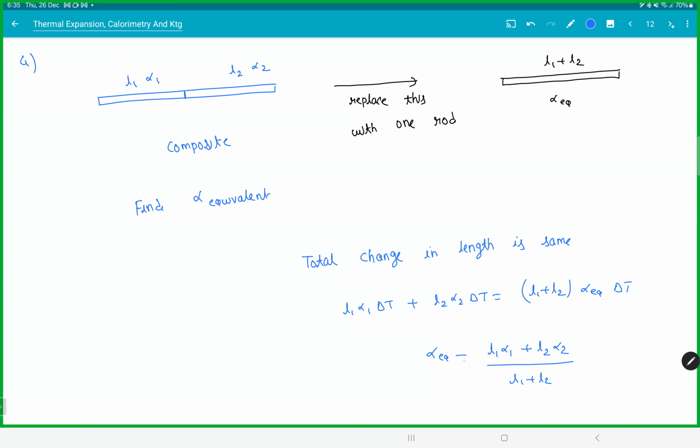There. Easy one, but keep this in mind. They won't tell you all this story that take one rod of L1 plus L2. They'll simply say alpha equivalent. You should figure out this part. Quite a useful one. This will again come in elasticity. There you will use equivalent Young's modulus. So you do get questions of this sort. Clear with this? Easy? Clear, Soham? Arya? Ahana? Clear?